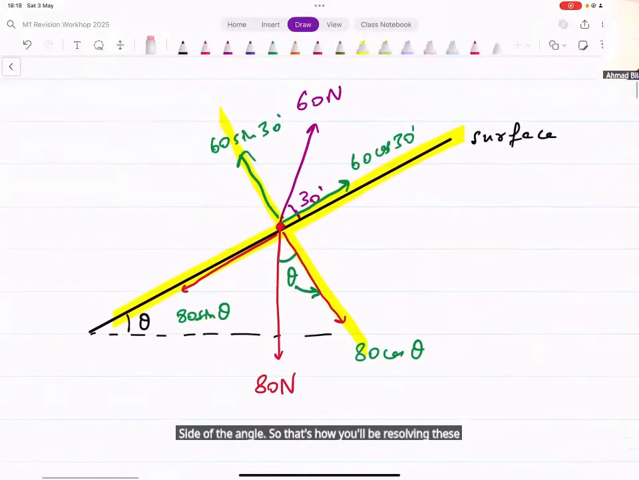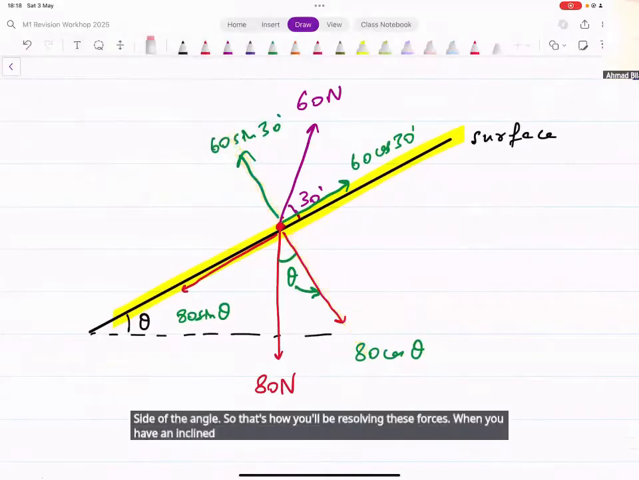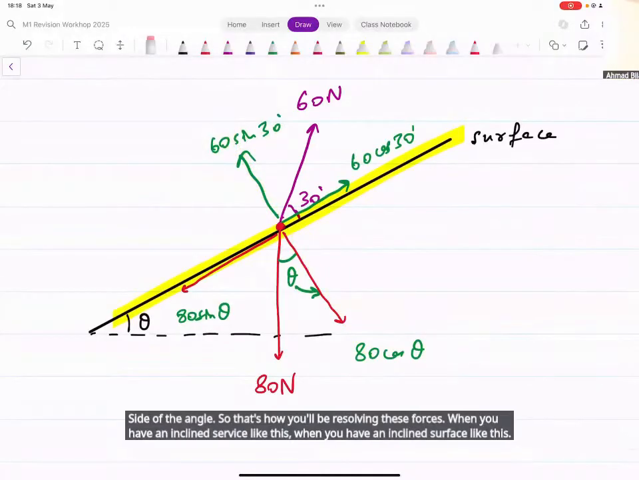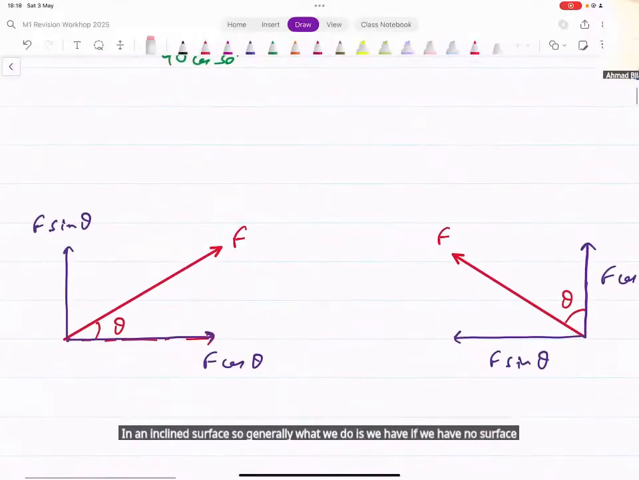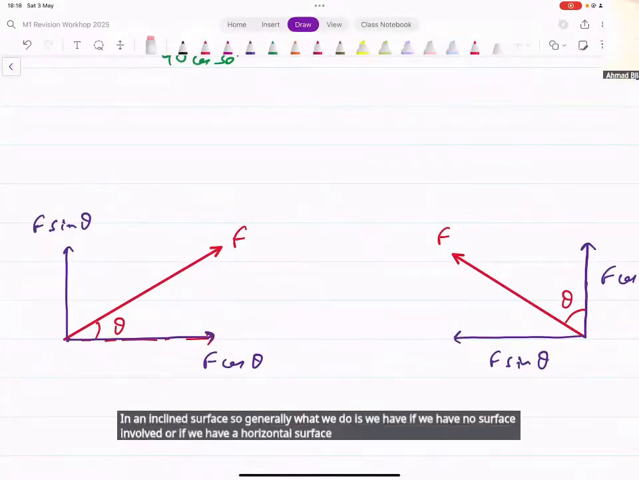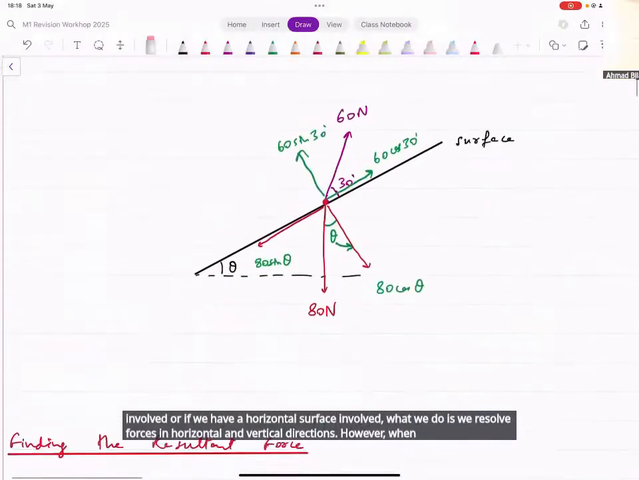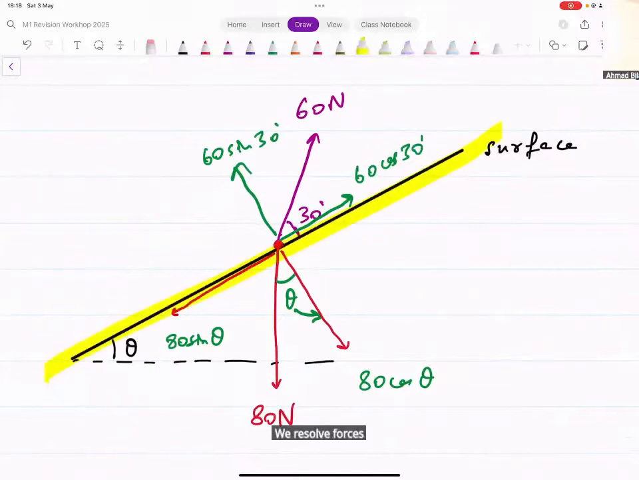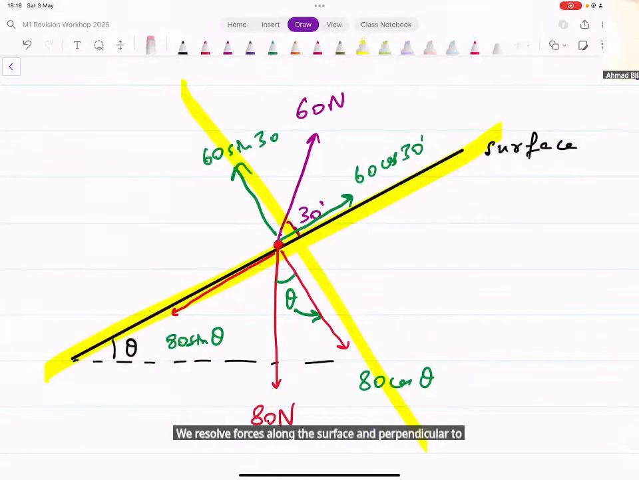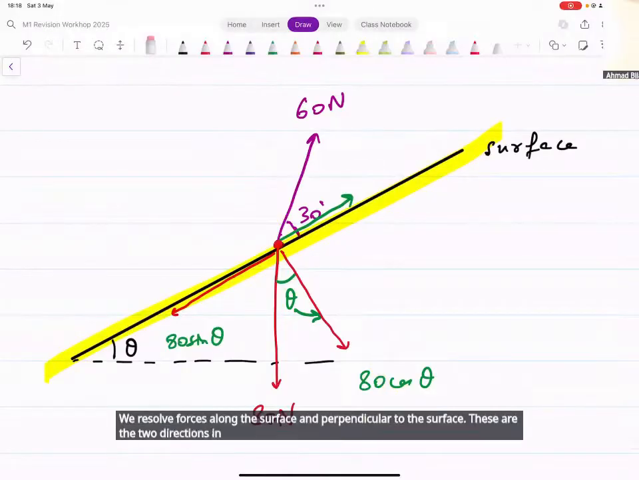When you have an inclined surface like this, generally what we do is if we have no surface involved, or if we have a horizontal surface involved, we resolve forces in horizontal and vertical directions. However, when we have an inclined surface that looks like this, we resolve forces along the surface and perpendicular to the surface. These are the 2 directions in which we resolve these components.